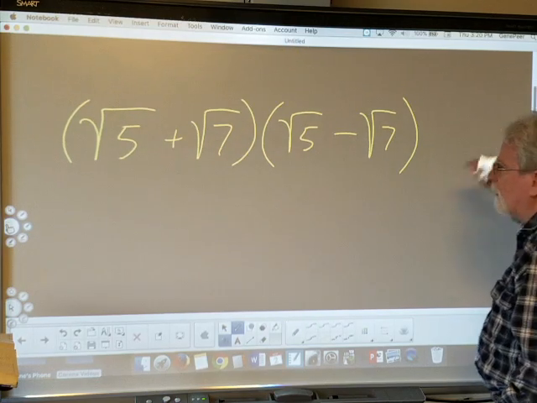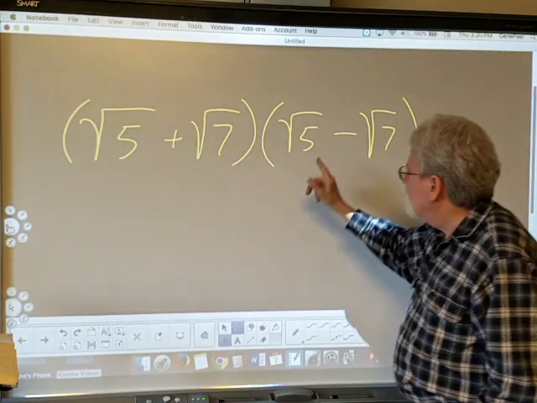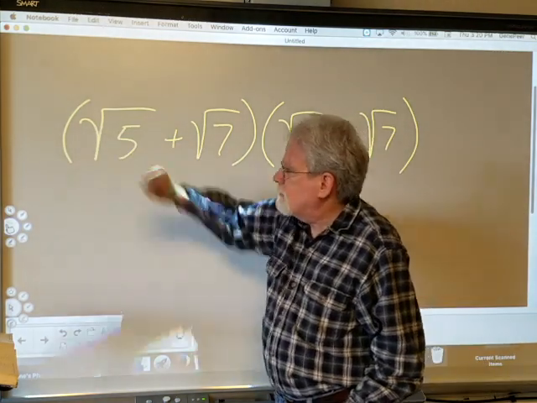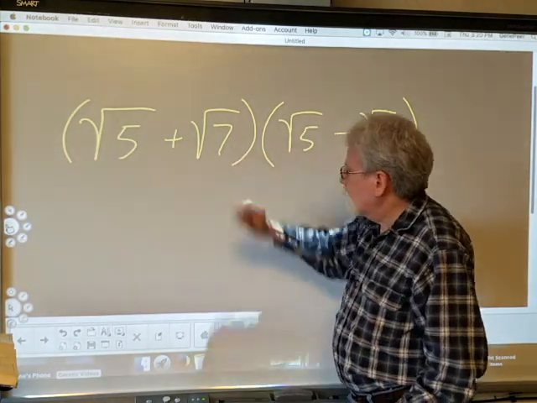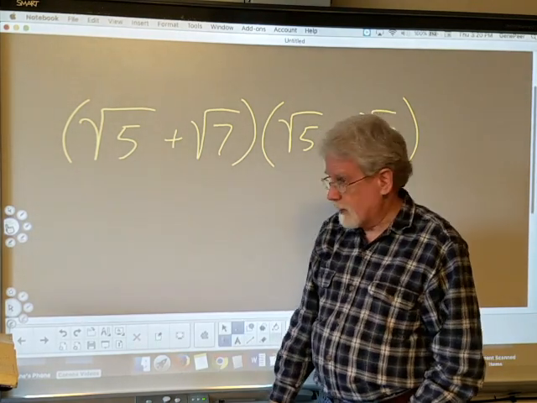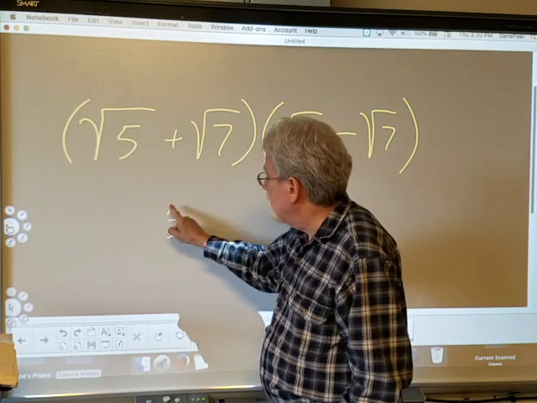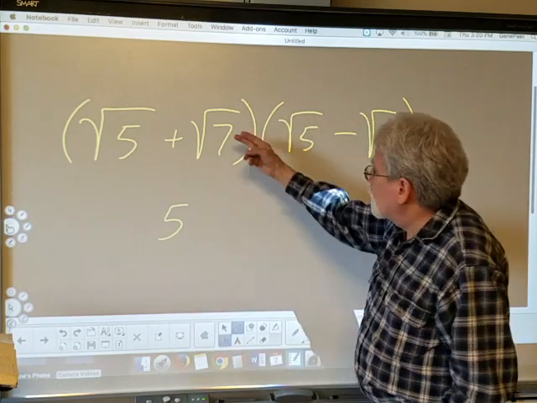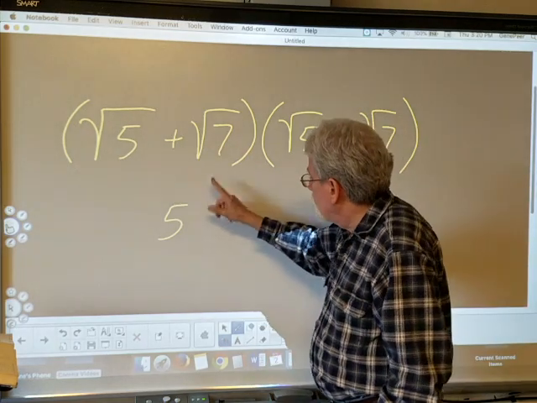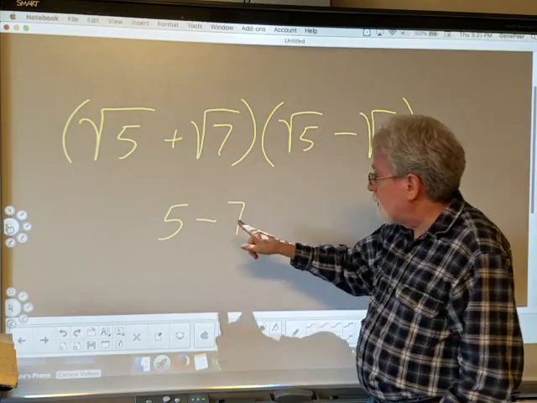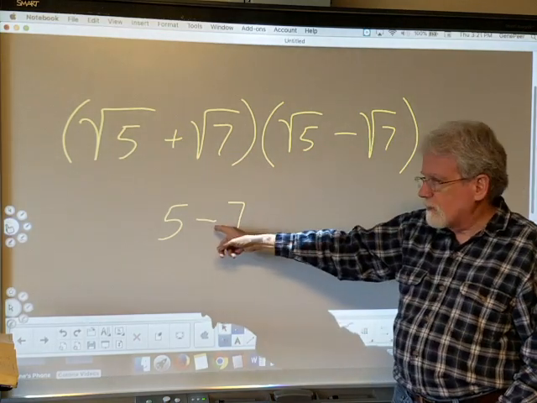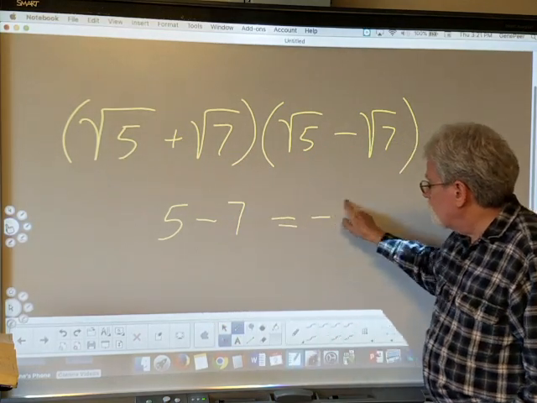This is a case of A plus B times A minus B. So the answer is simply going to be A squared minus B squared. Well, what's square root of 5 squared? You better know. I heard that. 5. And what's square root of 7 squared? Yeah, 7. So we have simply 5 minus 7. Remember, it's not plus, it's minus, because it's going to be A squared minus B squared. So we got a result of negative 2.